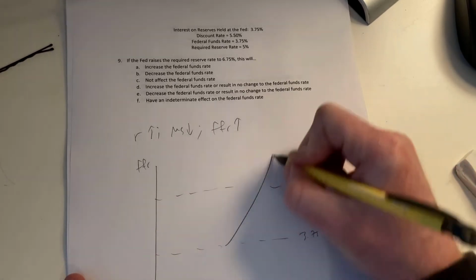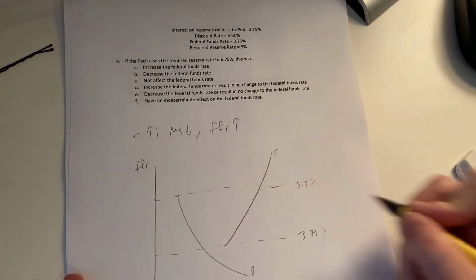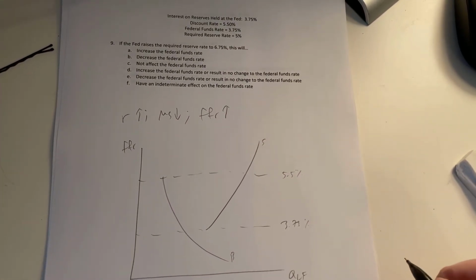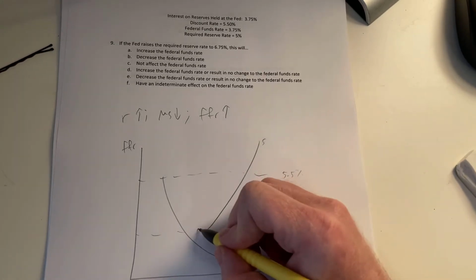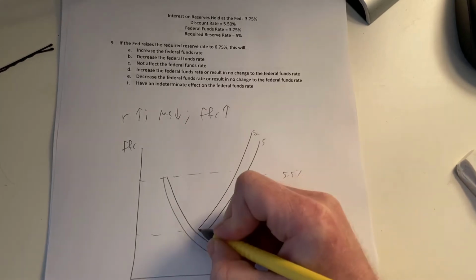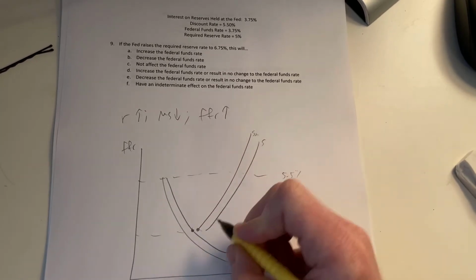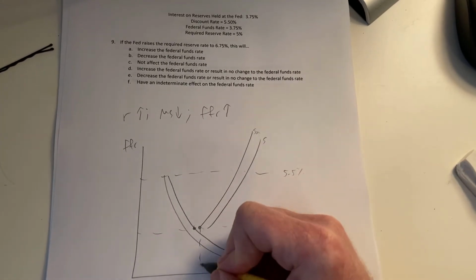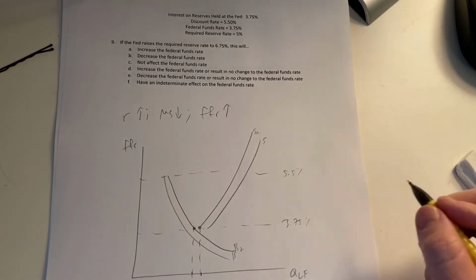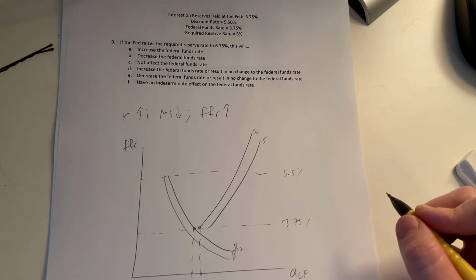Okay, so here's our starting point here, something like that. And so what's going to happen is when the money supply decreases, there's going to be less money saved and more money borrowed. So you could get a shift like that. And as you can kind of tell there, with that shift, we still have a binding price floor, and the federal funds rate remained at 3.75%.